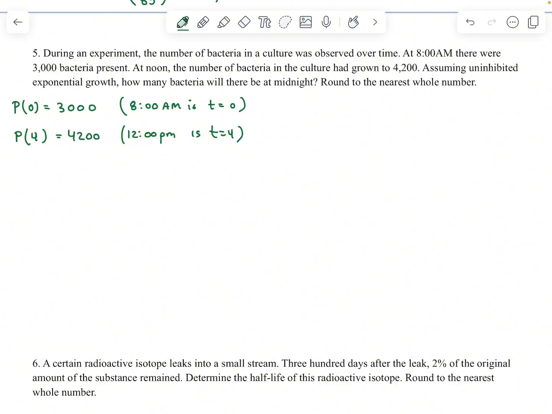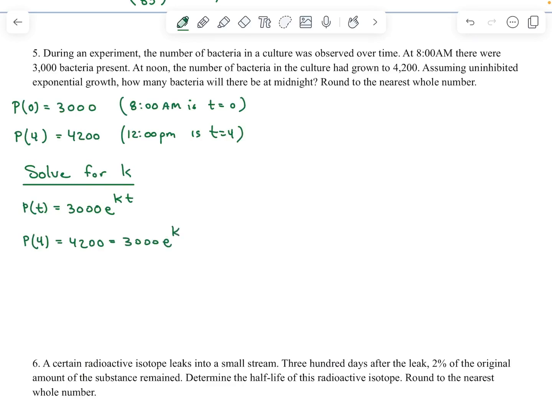We do not have a growth rate for this scenario, so I'm going to start by solving for k. So we have P of t is equal to 3,000 e to the kt. And we know that at P of 4, there were 4,200 bacteria present in the culture. So I'm going to clean this equation up a little bit.